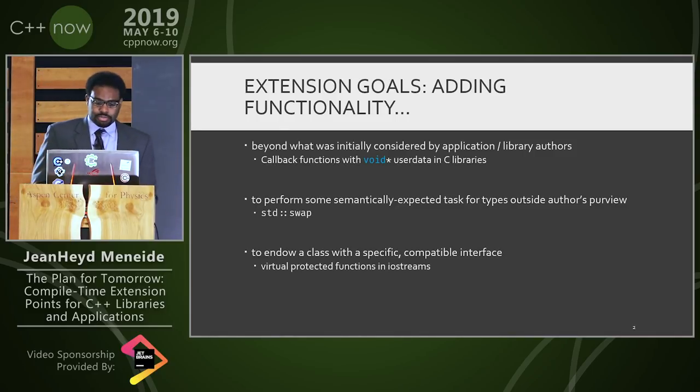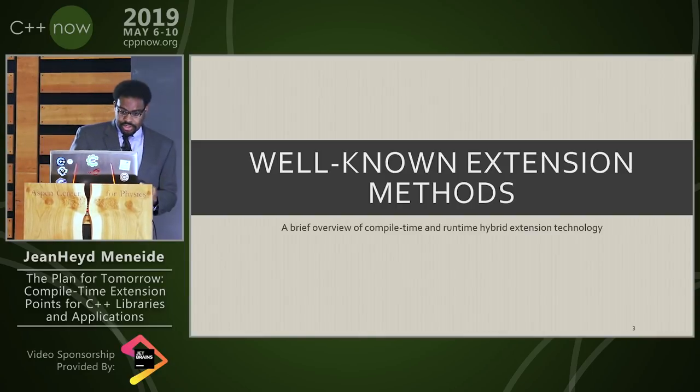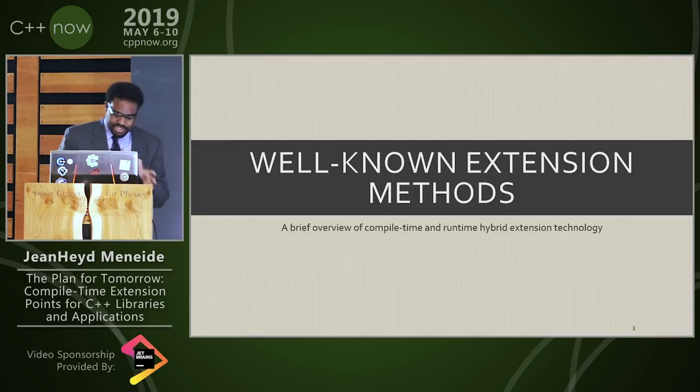All right, so obviously the goal here is that we're trying to add functionality. Whether it's to perform a semantically expected task for something like std swap, or whether you want to have callback functions to do some arbitrary amount of work, or whether you want to give a class a specific compatible interface, like virtual protected functions in IO streams, the whole point is to enable developers to have a better time working with your library, whether that's a standard library for std swap, or a C library, or IO streams, or something else.